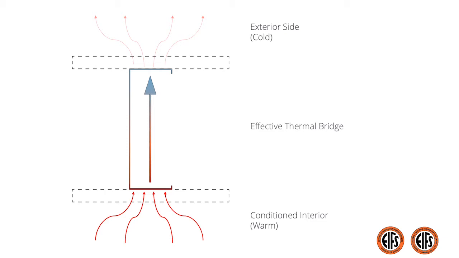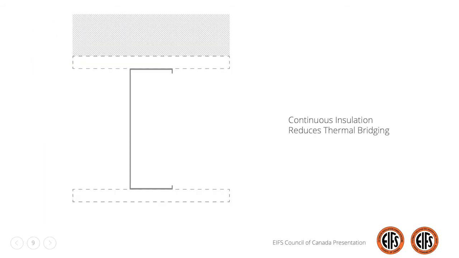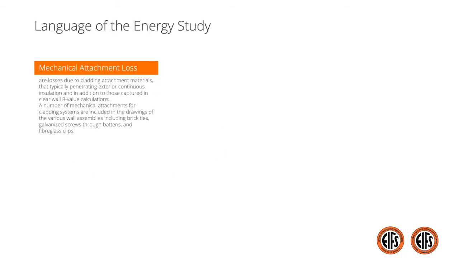Of course, the antidote to this sort of heat loss is continuous insulation. At the risk of oversimplification, continuous insulation reduces the effects of thermal bridging by adding insulated distance between the exterior and interior environments. This effectively reduces the temperature difference across the conducting material that spans a wall assembly and helps to mitigate heat energy loss.